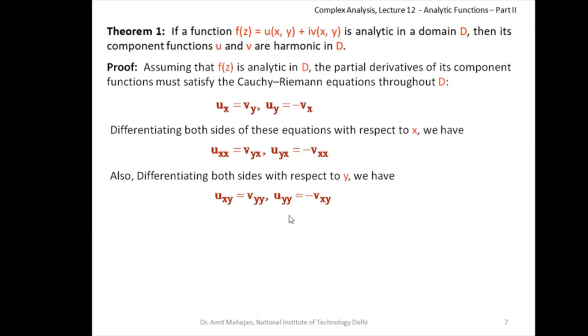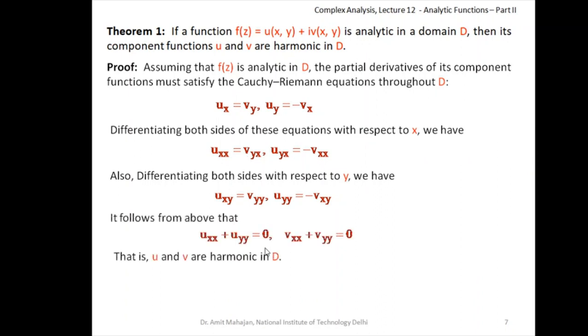Now, since these mixed partial derivatives are continuous, from this first equation and this fourth equation we can substitute v_xy as minus u_yy here to see that u_xx is equal to minus u_yy, which immediately means that u_xx plus u_yy equals 0.